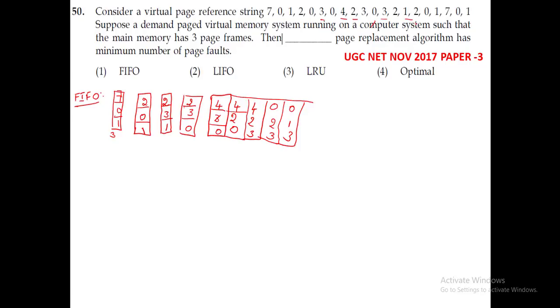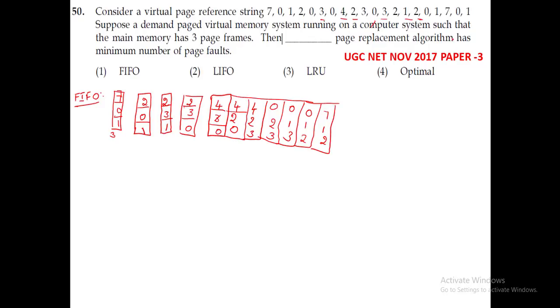After that the CPU refers to 2, which is not there, so one more page fault occurs. In the place of 3 you write the 2, giving 0 1 2. Next the CPU refers to 1, which is there, so no page fault occurs. Next the CPU refers to 7, which is not there, so a page fault occurs. Among these 3 pages the 0 arrived first, so in the place of 0 you write the 7, right, giving 7 1 2.